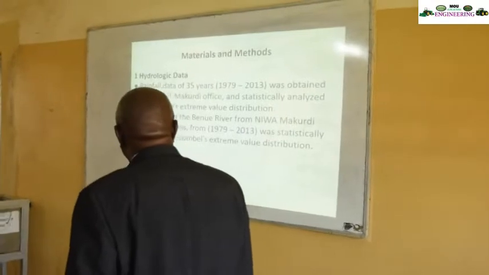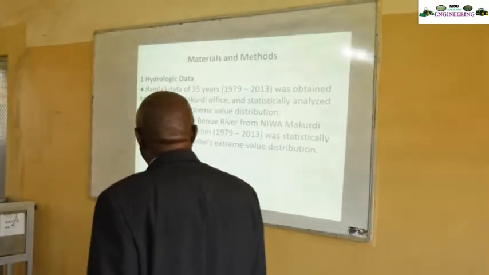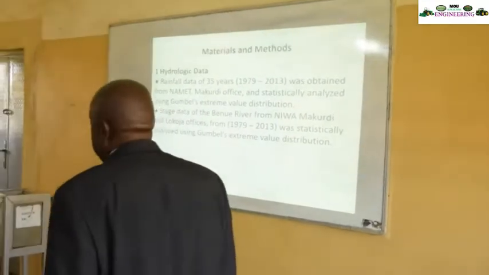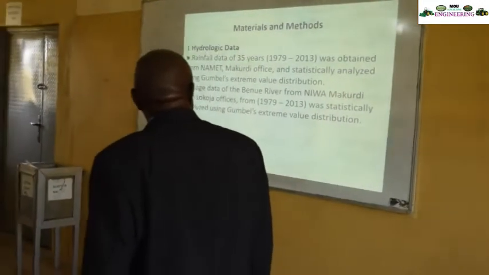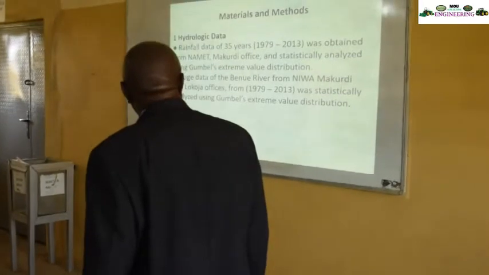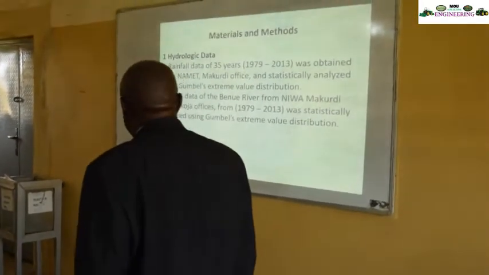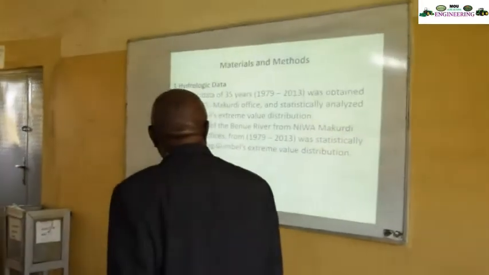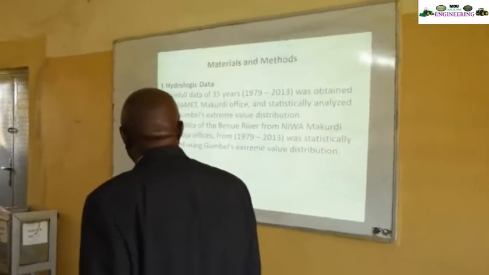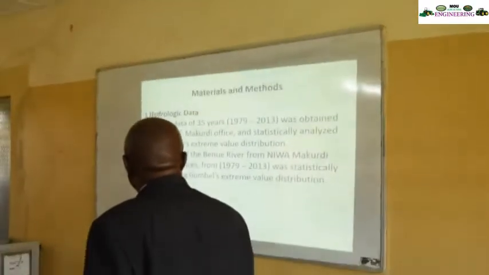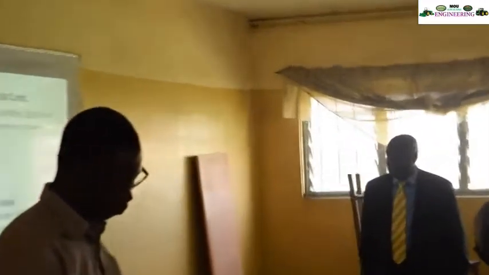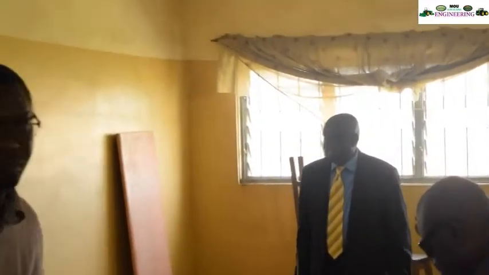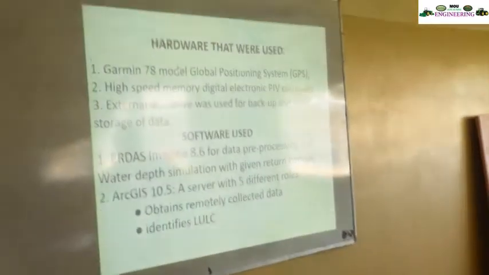Materials and methods. Hydrologic data for this study was obtained from the NIHSA public office, from 1979 to 2013 and processed. Then stage data was obtained from the NEWA office in Makurdi and Lokoja. Crop data was obtained for agricultural production and analyzed statistically. The software used is listed.